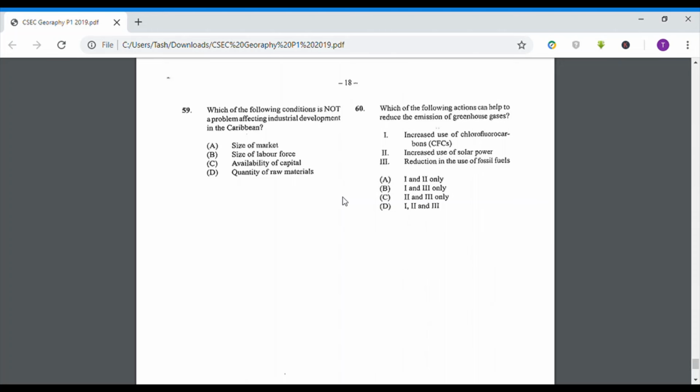So 1 says increasing use of chlorofluorocarbons. We know that that is really bad, so no. Any answer that has letter I in there would have been wrong. So that is A would be out, B would be out, D would also be out. So the answer would have been C, which takes 2 and 3 only. So increase in the use of solar power and reduction in the use of fossil fuels. So for number 60, the answer is letter C.